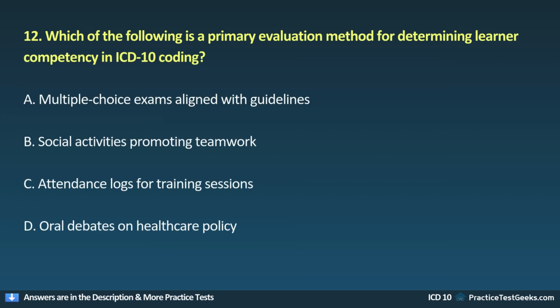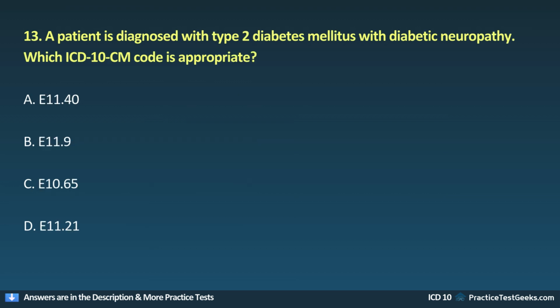12. Which of the following is a primary evaluation method for determining learner competency in ICD-10 coding? A. Multiple choice exams aligned with guidelines. B. Social activities promoting teamwork. C. Attendance logs for training sessions. D. Oral debates on healthcare policy.